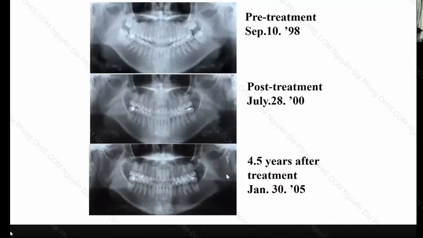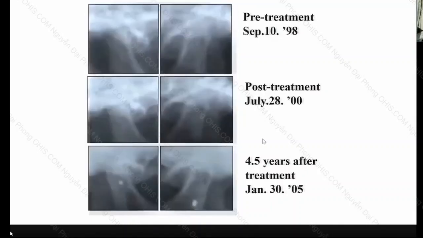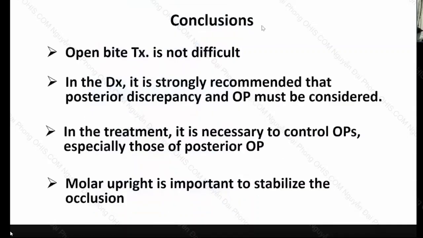This is before, right after orthodontics, and 4.5 years after treatment. Then I compare her condyle. Previously, before treatment, there was flattening here and here. But 4.5 years after, now the condyle has a very round shape, and the morphology is changing. I think remodeling is going on. Good. So this part of conclusion is okay.